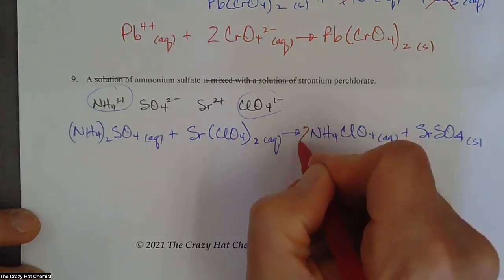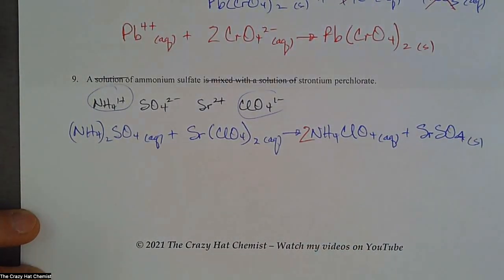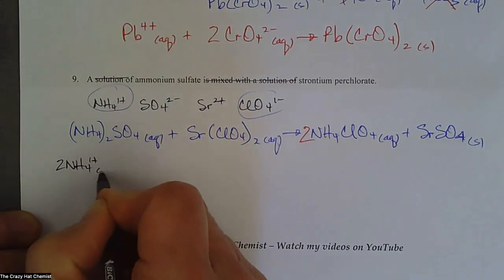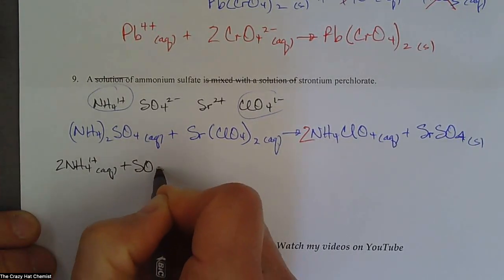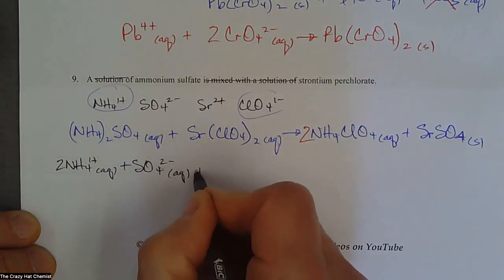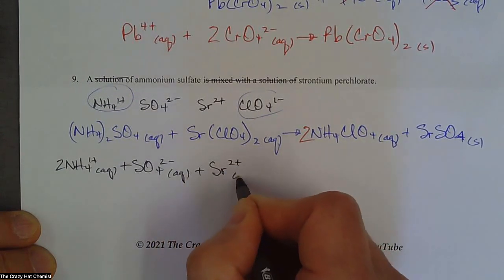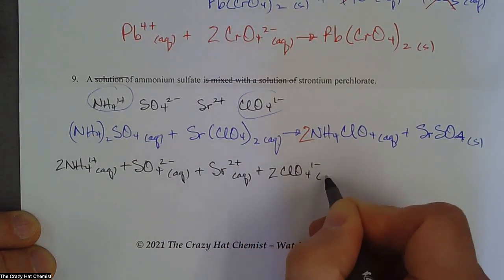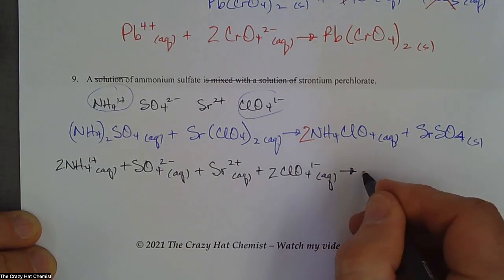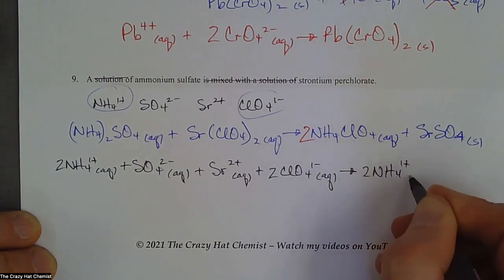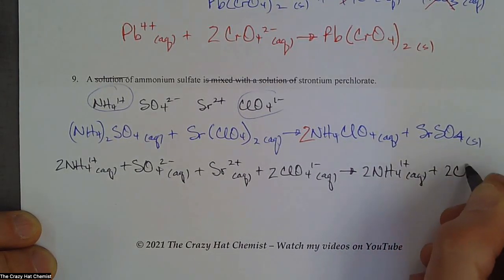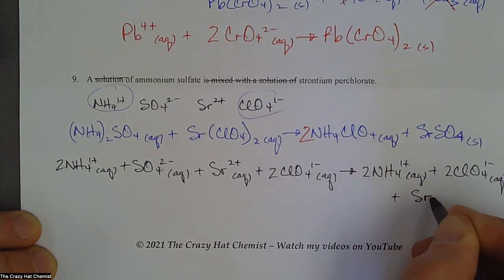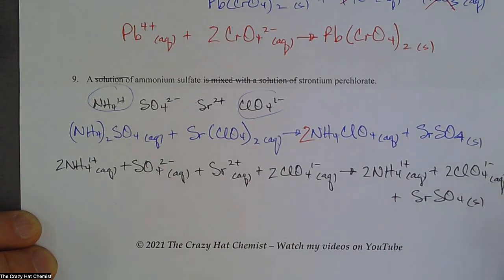So we need to balance this. We're going to put a 2 in front of the ammonium perchlorate, and then write our total ionic equation here. So 2 ammonium ions, aqueous, 1 sulfate ion, aqueous, 1 strontium ion, aqueous, 2 perchlorate ions, aqueous, yielding 2 ammonium ions and 2 perchlorate ions, and then plus our insoluble precipitate of strontium sulfate.